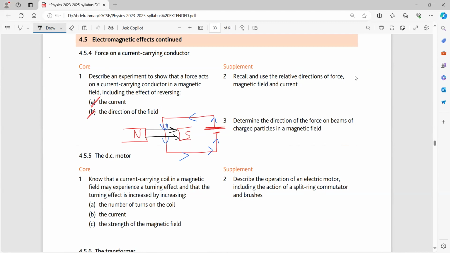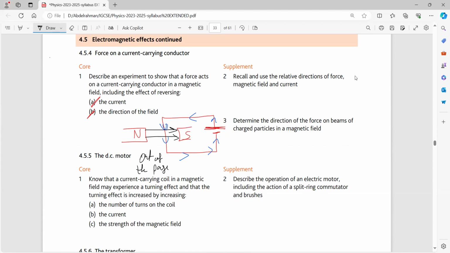We can use the Fleming left-hand rule to indicate in which direction this wire will move. Using the Fleming left-hand rule quite quickly would indicate that this wire would move out of the page. What would happen if I reverse the current? The wire would move into the page. What would happen if I reverse the magnetic field? The wire would also move into the page. What will happen if I reverse the current and the direction of the magnetic field? The wire will remain out of the page. It would still move out of the page.